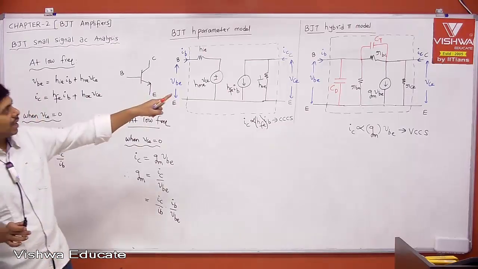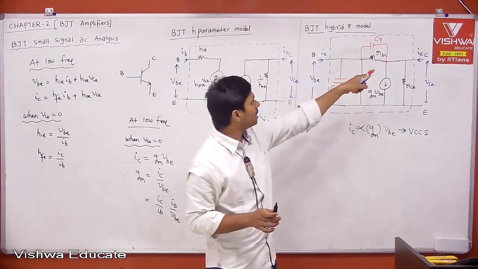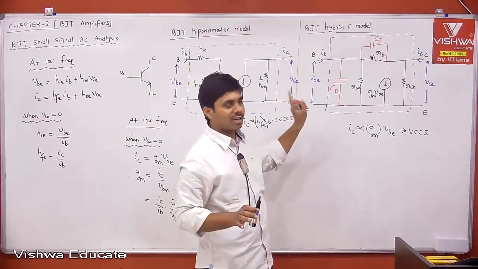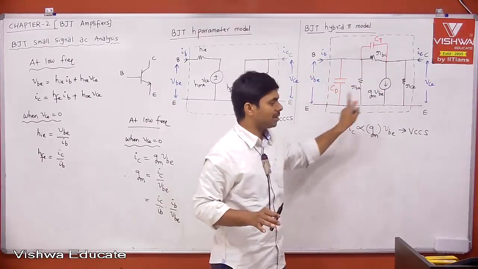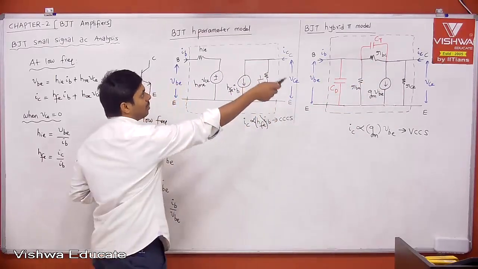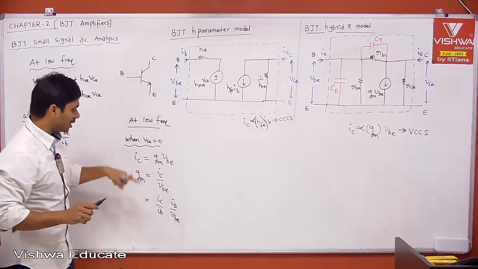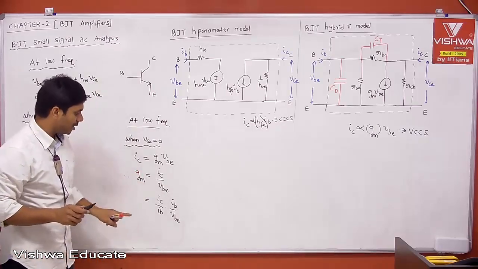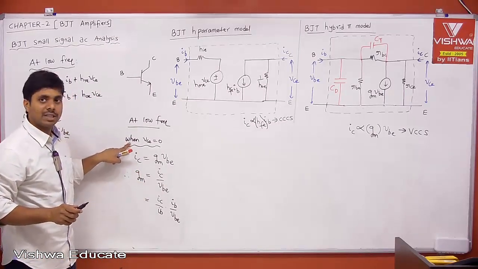But if you take the hybrid pi model, we don't have anything like IC to IB and then IB to VBE. Directly IC to VBE, that's GM. But I am trying to correlate the hybrid pi model to the H parameter model. That's why I am writing in terms of IC to IB and then IB to VBE. But remember, that is true only when VCE is equal to 0.